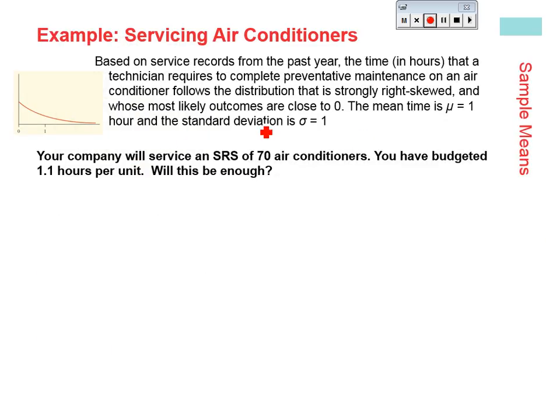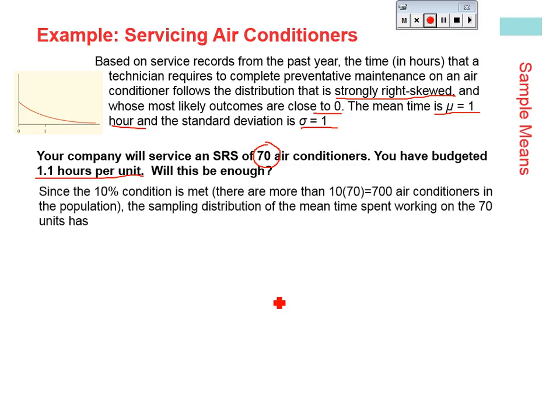So just to use an example involving the central limit theorem, it says here, based on service records from the past year, the time that a technician requires to complete preventative maintenance on an air conditioner follows a distribution that is strongly skewed right and whose most likely outcomes are close to 0. The mean time is 1 hour and the standard deviation is equal to 1. Your company will service a simple random sample of 70 air conditioners. You have budgeted 1.1 hours per unit. Will this be enough time?